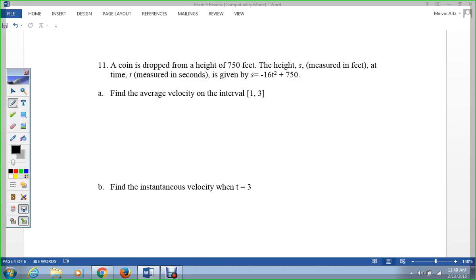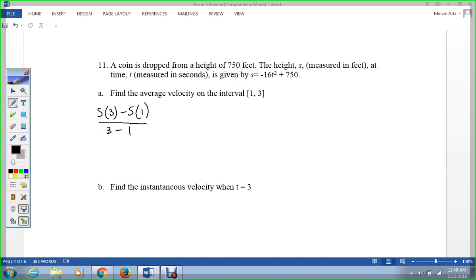A coin is dropped from the height of 750 feet. The height, s, measured in feet at time t, measured in seconds, is given by this function, s equals -16t squared plus 750. Find the average velocity on the interval 1 to 3. We know the average velocity would be s of 3 minus s of 1 all divided by 3 minus 1. Remember, that's the slope of the secant line.